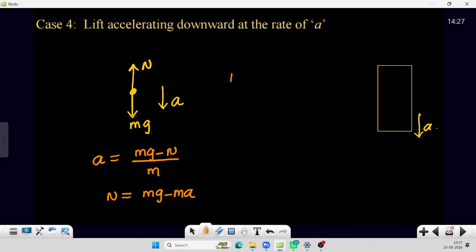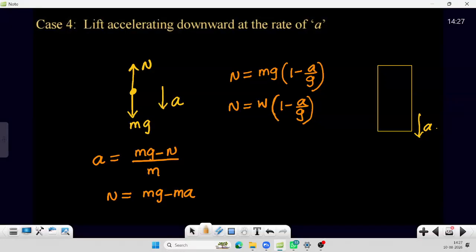So what is this N now? If I take mg common here, then it will come to be 1 minus a by g. So this we can write as W into 1 minus a by g. This is the weight of the person.